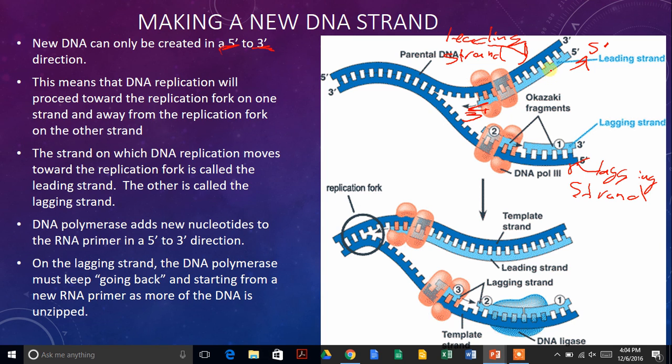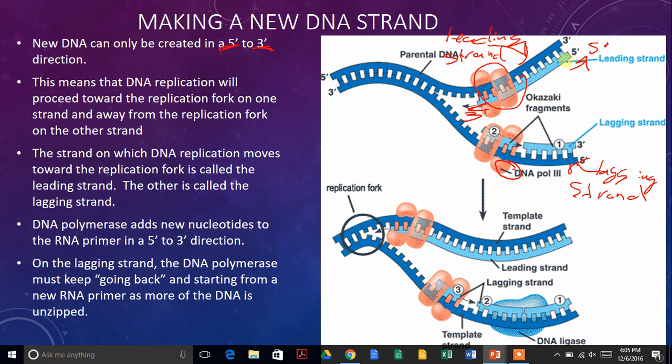DNA polymerase, which is this enzyme, is going to be what adds the new nucleotides from a 5' to a 3' direction. So it's taking new nucleotides, a phosphate, ribose sugar, nitrogenous base, and sticking them on here, one at a time. They can proceed in human cells about 50 bases per second, so pretty fast.